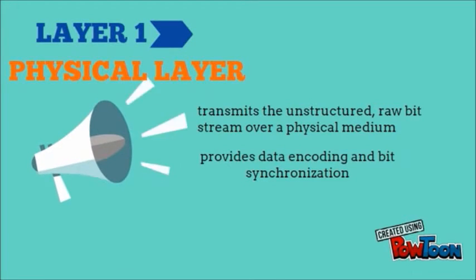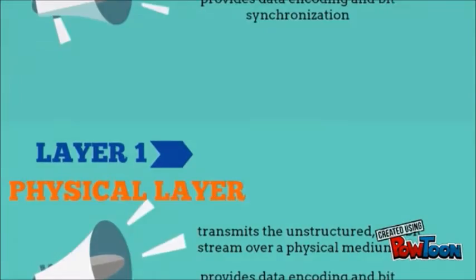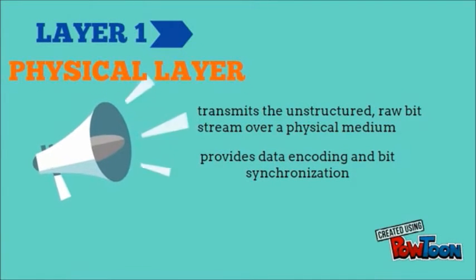This layer defines how the cable is attached to the NIC. For example, it defines how many pins the connector has and the function of each. It also defines which transmission technique will be used to send data over the network cable. This layer provides data encoding and bit synchronization.